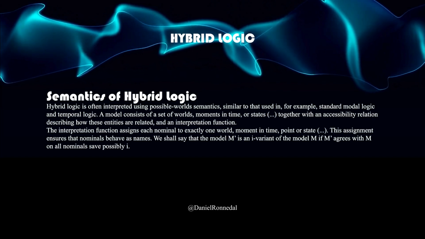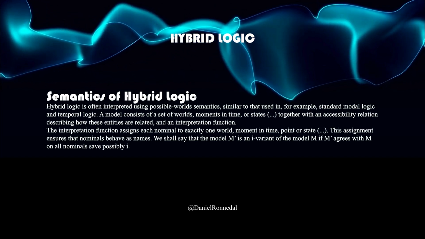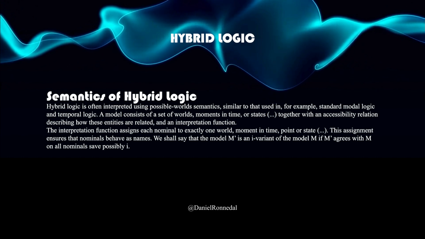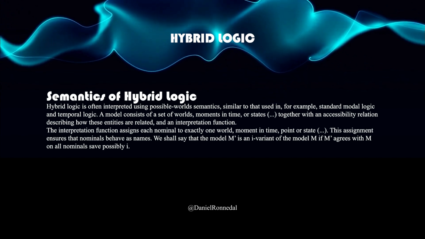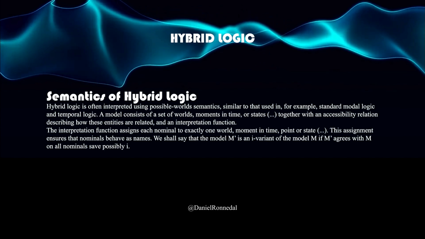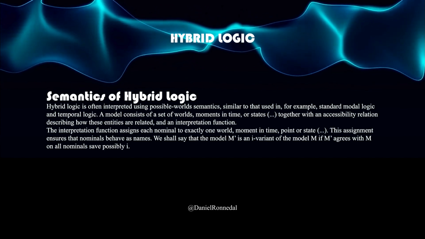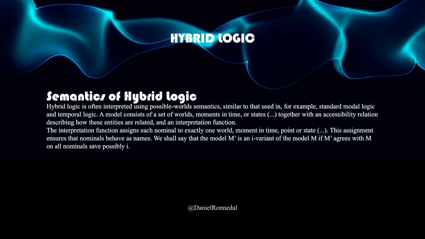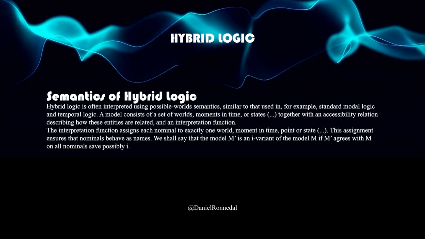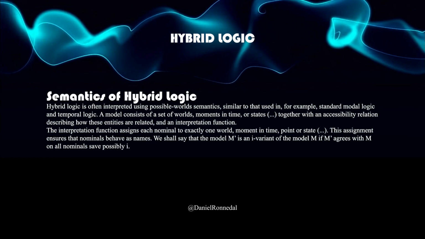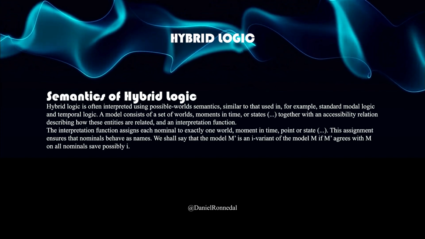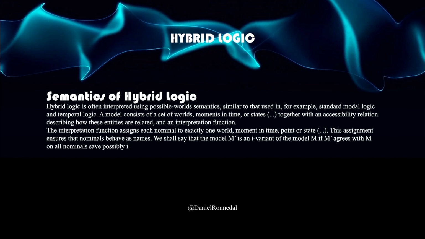Hybrid logic is often interpreted using possible world semantics, similar to that used in, for example, standard modal logic and temporal logic. A model consists of a set of worlds, moments in time, or states together with an accessibility relation describing how these entities are related, and an interpretation function. The interpretation function assigns each nominal to exactly one world, moment in time, point, or state.